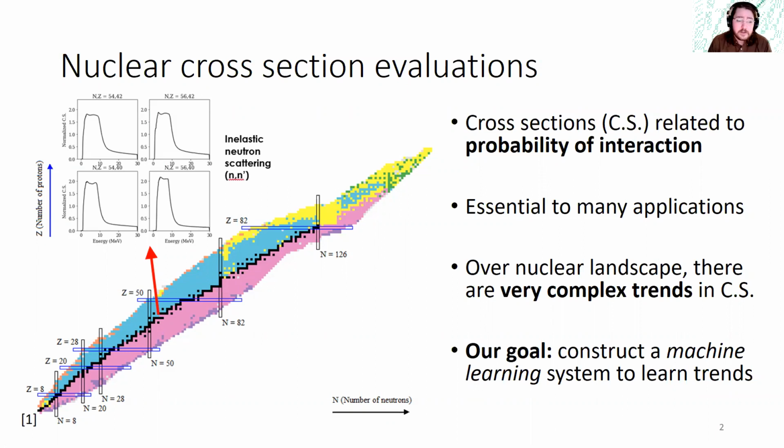So on the left here, I've shown the chart of nuclides with the number of neutrons in the nucleus on the horizontal axis, number of protons on the vertical axis. Now, over this nuclear landscape, and also between reaction channels, complex trends exist in cross-sections. That is, as we add or subtract particles from the target nucleus. And these trends are exactly the thing that we're after. Our goal is to construct a machine learning system to learn these trends and then be able to predict cross-sections for any nucleus.